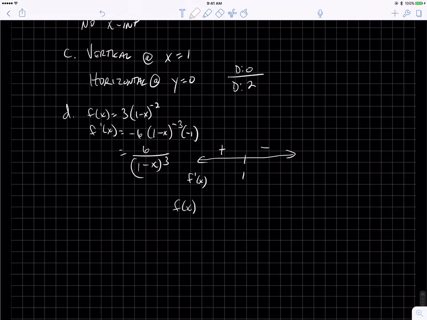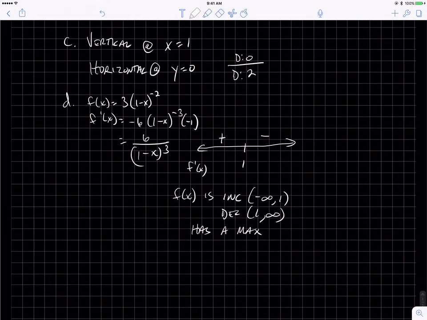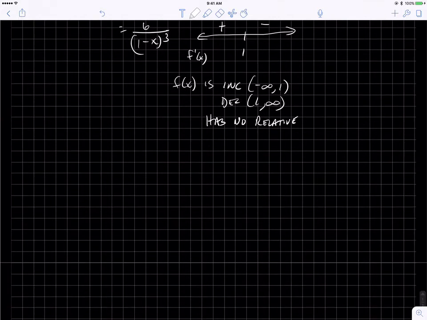So now I can say f of x is increasing from negative infinity to 1, decreasing from 1 to infinity, and has a max at 1. Oh, wait a second. 1 is undefined, because when I plug it into the original, I get undefined, because there's an asymptote there. So I would say it has no relative extrema.